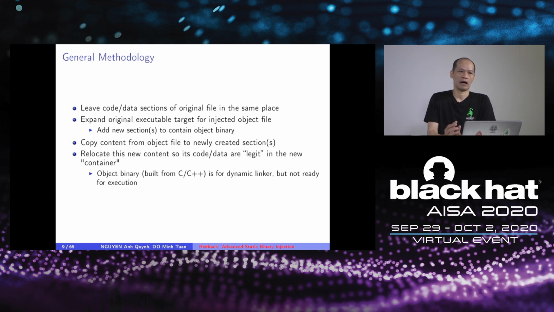And because the object binary built from C, C++ is mainly for the dynamic linker, but not ready for execution, the new content injected into the output file needs to be relocated so it can run properly in the new place.